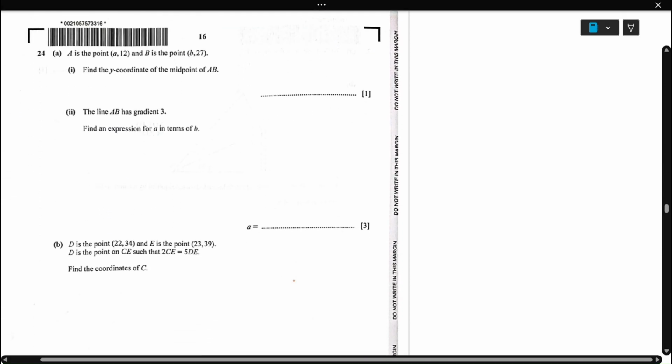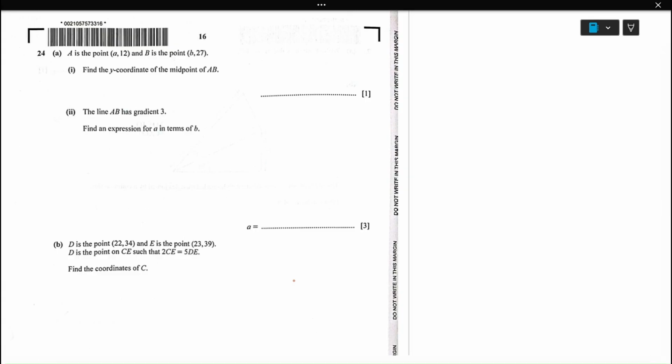Next, question 24. Line A is the point a comma 12 and B is the point b comma 27. Find the y coordinate of the midpoint. Midpoint is easy. Both the x's add up and divide by 2, both the y's add up and divide by 2. Here they asked only for the y coordinate. So just take both the y's, which is 12 plus 27 over 2, which is equal to 39 over 2. That's it. So we can leave the answer as 39 by 2.